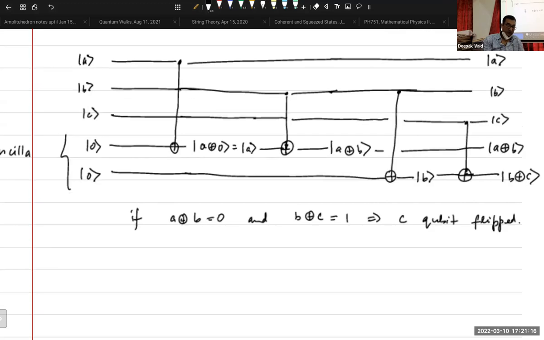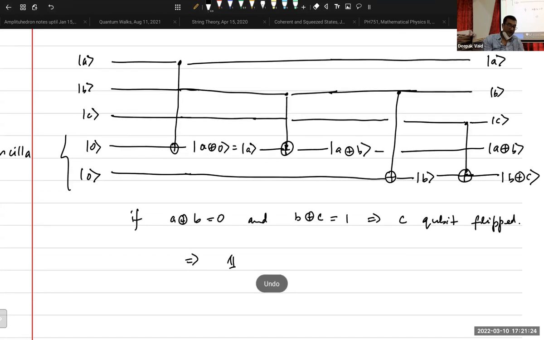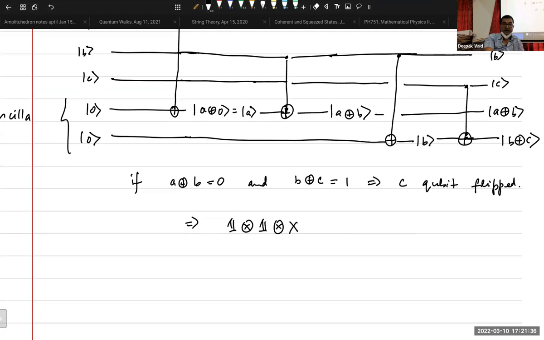And so then what would we do? We would apply, what would be the correction? How do we correct it? We would apply this gate, identity X, because the X gate would flip the third qubit back to its original state. So to get the complete information, you would need one more set of parity checks.